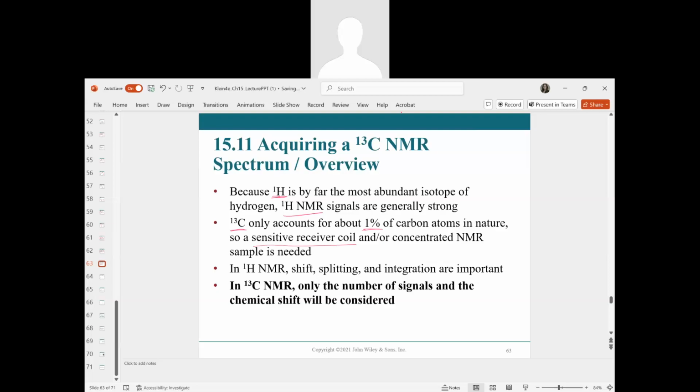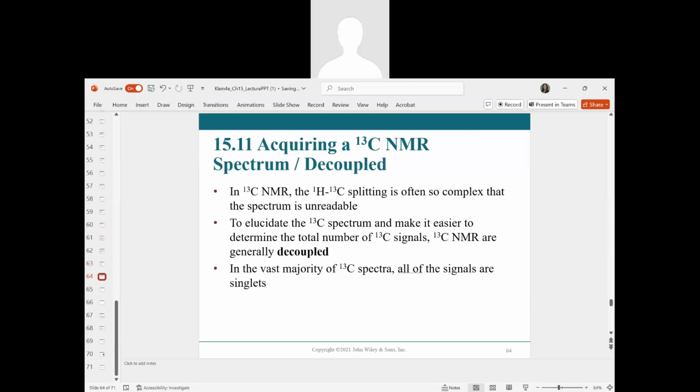We also see some key differences with proton NMR. We look at the number of signals and then the shift, the multiplicity, the splitting that occurs, and the integration of the proton NMR signals. But when we talk about carbon-13 NMR, we only look at the number of signals and their chemical shift. So we don't consider the integration or splitting. Let's take a look at why.